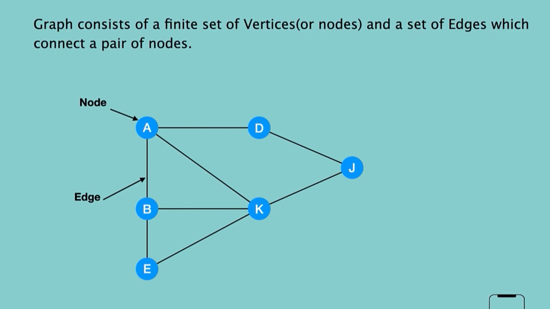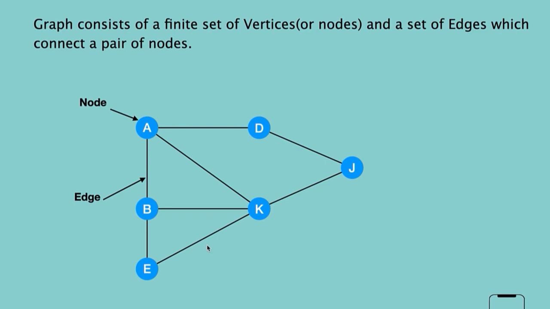Now let's see what we mean by vertices and edges. Here, the circular objects that we show, which are A, D, B, K, J, E, are the vertices, and the lines that connect these circular objects are the edges. So from here, you see that these are nodes or vertices, and these are the edges in our graph. Hopefully, with this typical graph picture, you have understood the definition of a graph data structure.